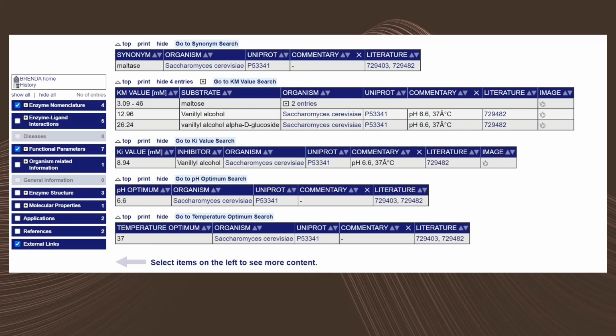Some of the information are synonym terms, which can be found under enzyme nomenclature. So maltase is also known as Saccharomyces cerevisiae. Under the functional parameters, we can find the Km value and Ki value listed here. The pH optimum and also the temperature optimum are listed under the functional parameters heading. Maltase pH optimum is 6.6 while its temperature optimum is 37 degrees Celsius.